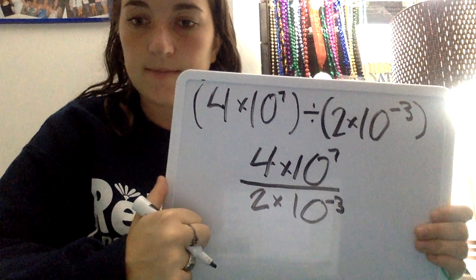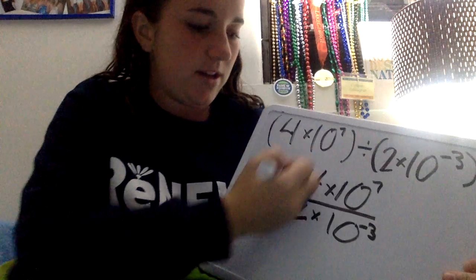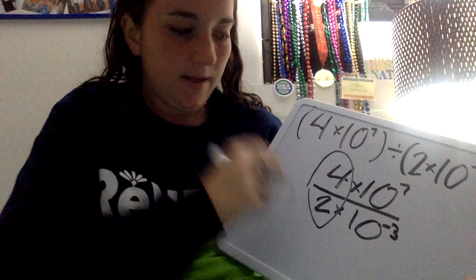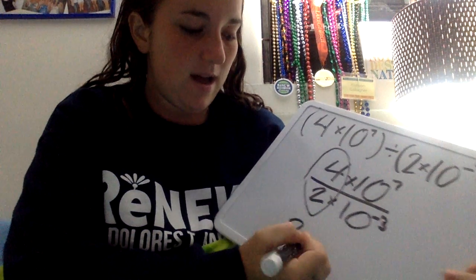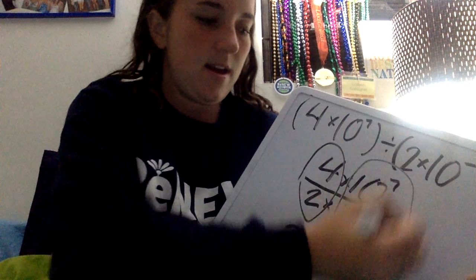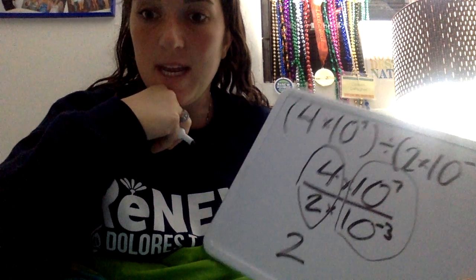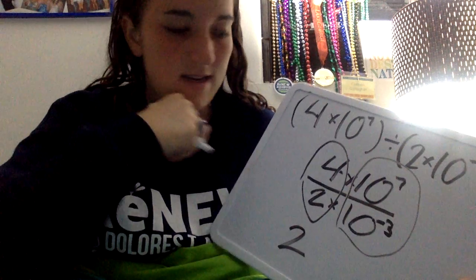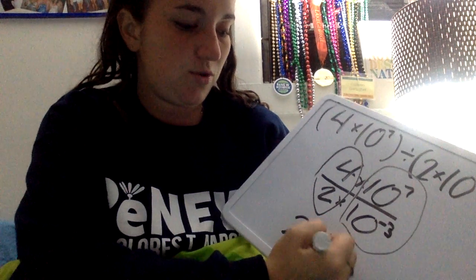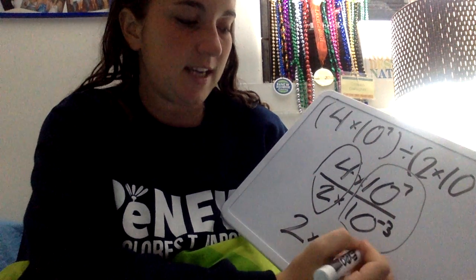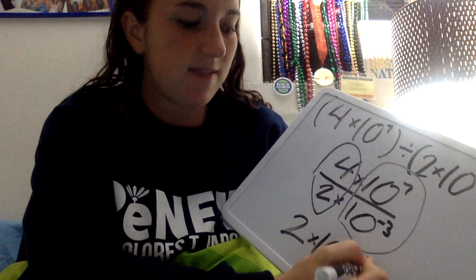Now that I've set it up like this, what can I start dividing? I can start dividing my two numbers. So if I do 4 divided by 2, I'll end up with 2. Now I'm left with these tens. What do I need to do with these tens? Yeah, I can subtract my exponents. So I have 7 minus negative 3.